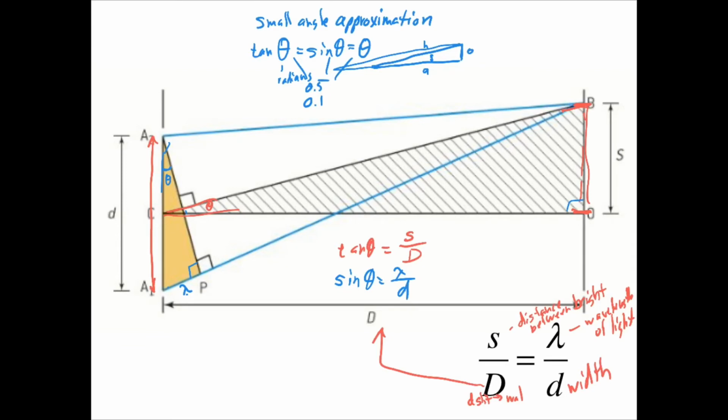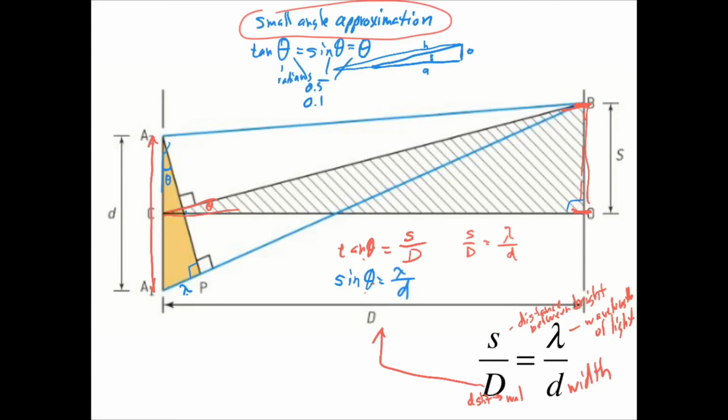You're not going to have to be able to prove this during an exam, but I want you to understand the small angle approximation because that idea does come up from time to time during an exam. All right, so because the angle is small, sine of theta equals tangent of theta, and therefore S over D equals lambda over d. And that's exactly the formula that we have there.